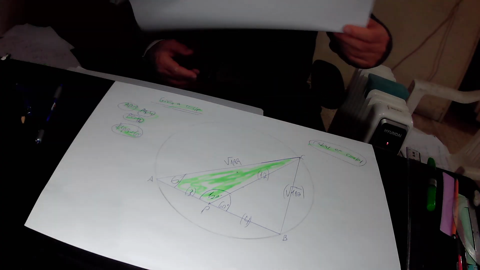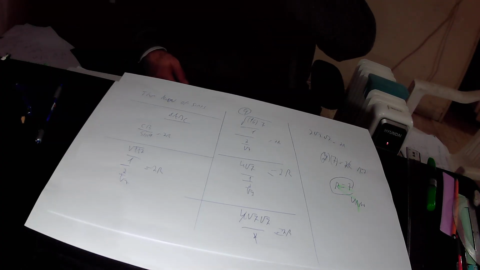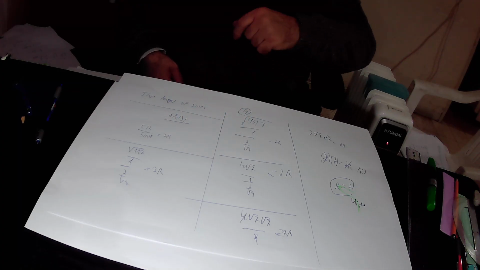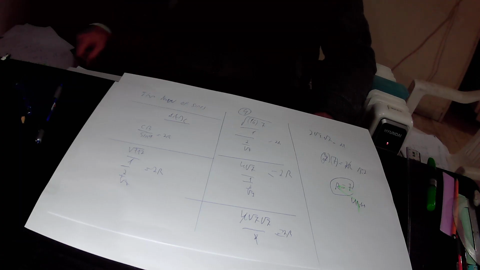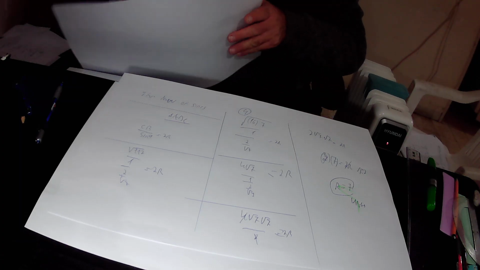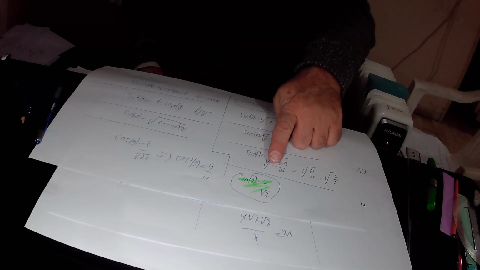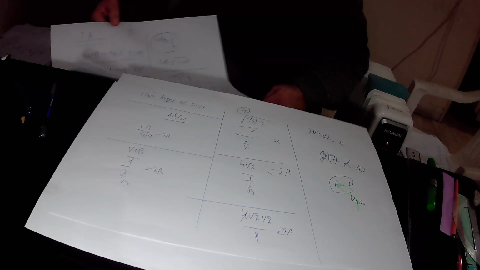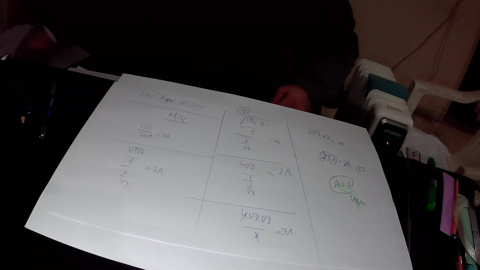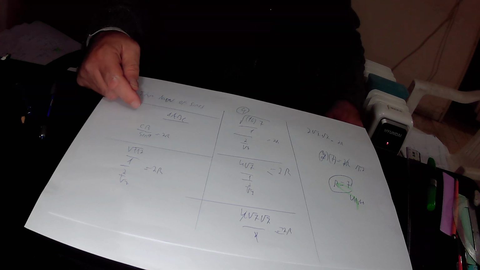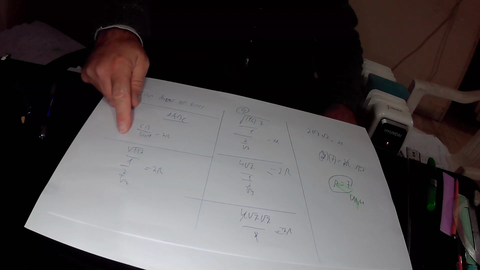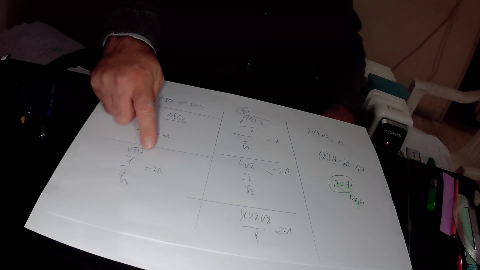We found that CB equals the square root of 112, and we found that sine alpha equals 2 over square root of 7. So according to the law of sines, CB over sine alpha equals 2R. CB is square root of 112, and sine alpha is 2 over square root of 7, equals 2R.